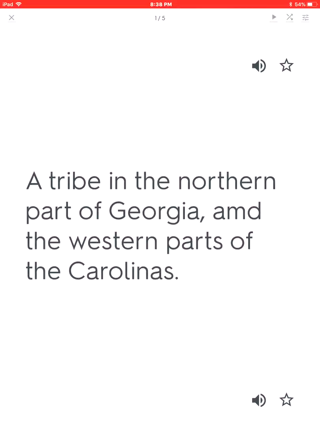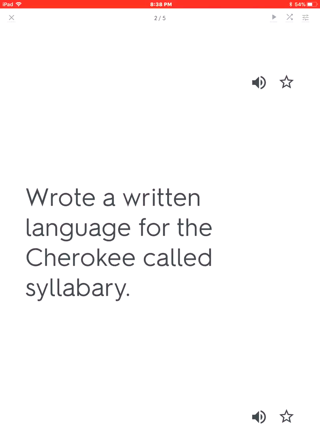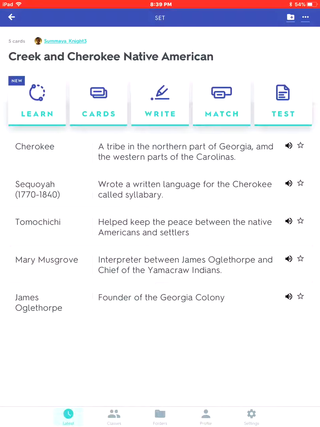Now for my cards, it actually says it to me. So this is really good for those learners who really need to see a visual or to hear that auditory with the definition. So if you press tribe, the sound, in the northern part of Georgia and the western parts of the Carolinas. So it goes through each of the vocabulary words. A written language for the Cherokee called syllabary, and tells you what they are, which is really fun.